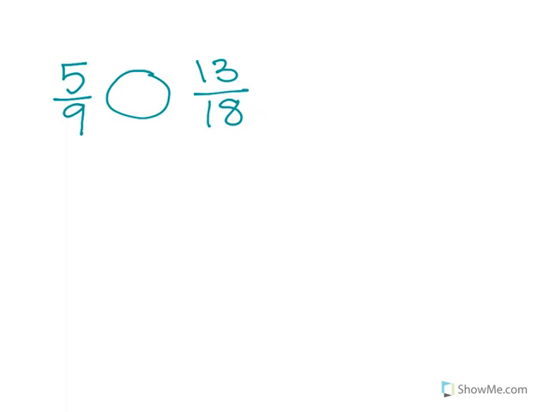So my first step is to look at both denominators. I want to make these denominators the same because they're different right now. So for strategy number 1, I think to myself, is there anything I can multiply by 9 to get to this 18? Because I want to make them the same. So I think, and I can count on my fingers, 9, 18. Oh, it took to my second finger. So that means I need to multiply it by 2.